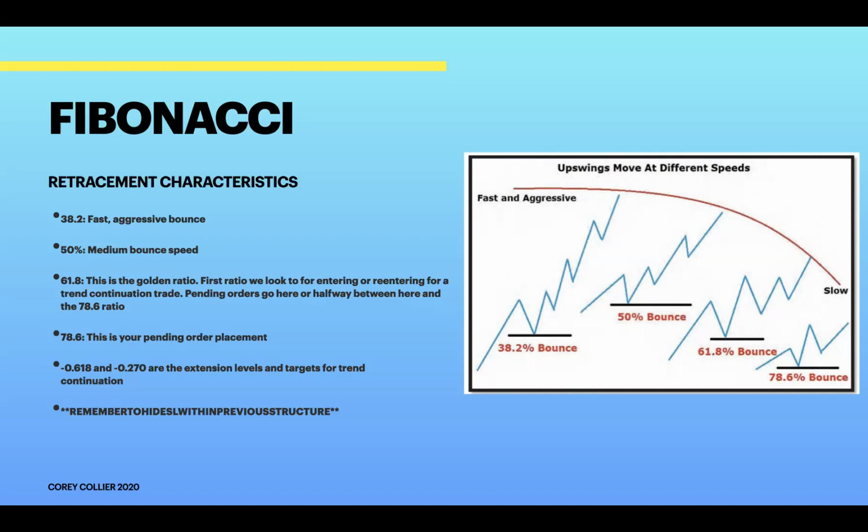Again, the 618, the golden ratio. This is the first ratio that we're looking to enter or re-enter for a trend continuation trade. Pending orders start here or go halfway in between there and the 786 ratio. The 786, guys, is your pending order placement.